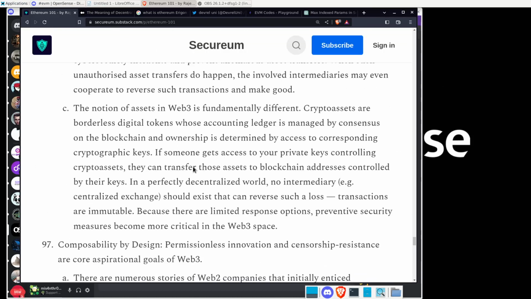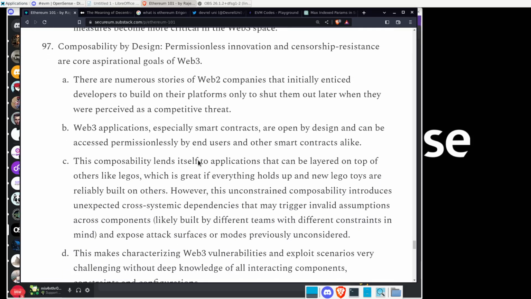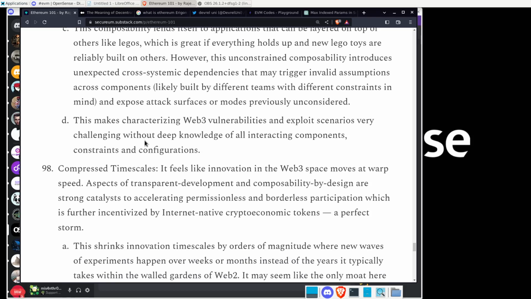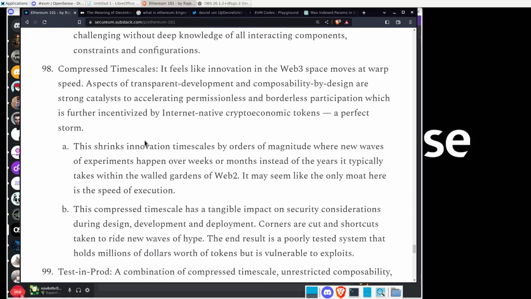Now, what is a token? Let's go to the next one. Composability by design, permissionless innovation, censorship resistance, and core aspirational Web3. There are a number of composable things, all these things we already know from compressed timescale.